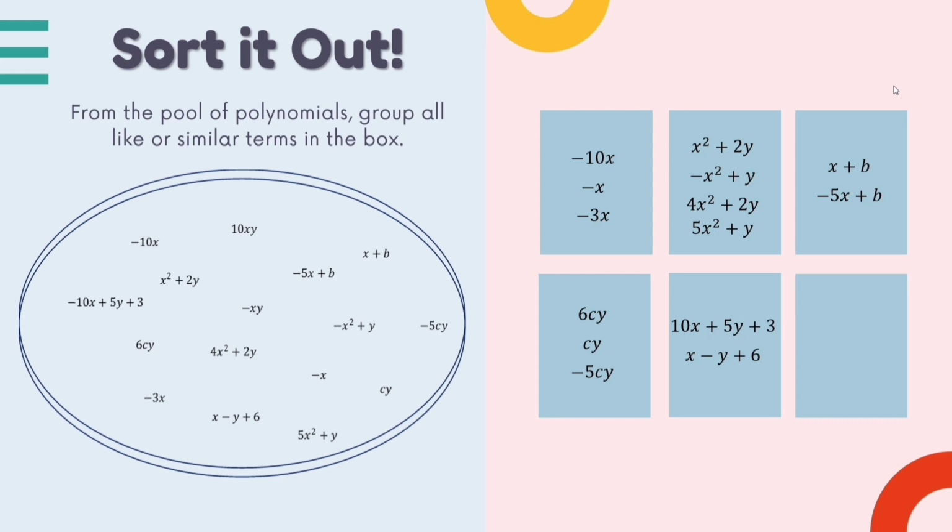And now, if we notice from the pool of polynomials, we are now only left with 10xy and negative xy. And these two have the same variables, which are raised to the same power. So therefore, we can group these two and write them in the sixth box. So in the sixth box, we have 10xy and negative xy.